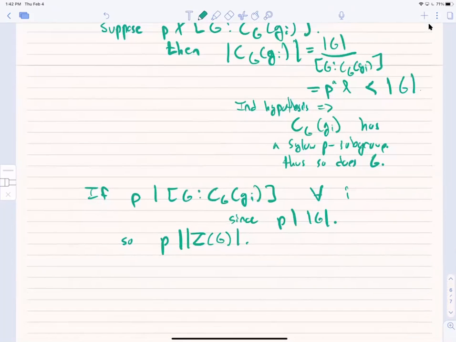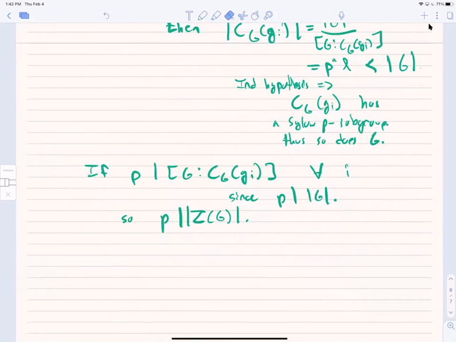So now, P divides the order of Z(G). We have G mod Z(G). So I can take the quotient. So the center is always normal. Oh, I see what I should do. Sorry. Got it. Okay, I'll do it right since I remembered how to do it now.